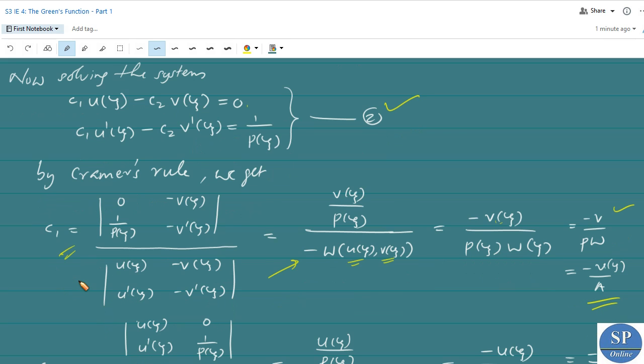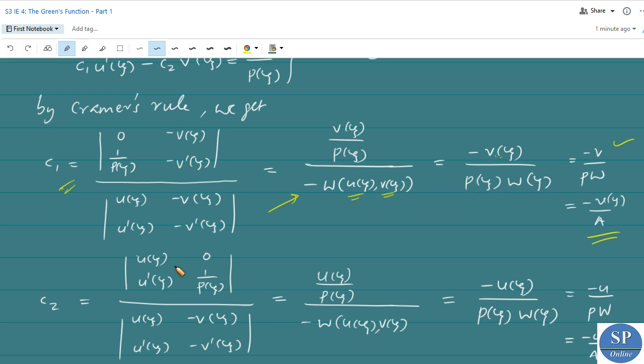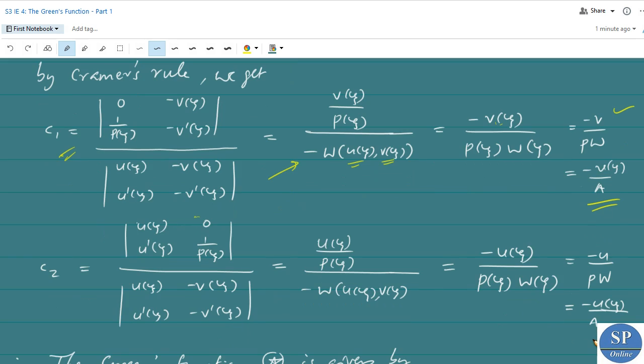Now to get C2, we can just replace the second row by the right hand side 0 comma 1 by p of zeta. The second row is replaced by this, and from this we get u of zeta divided by p of zeta minus 0 divided by negative of Wronskian. So this is minus u of zeta divided by p into w, that is minus u divided by pw, and we already know that pw is a, where a is a constant, so c2 is minus u of zeta divided by a, where a is p of zeta into w of zeta.